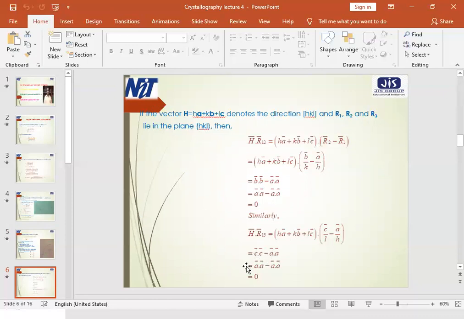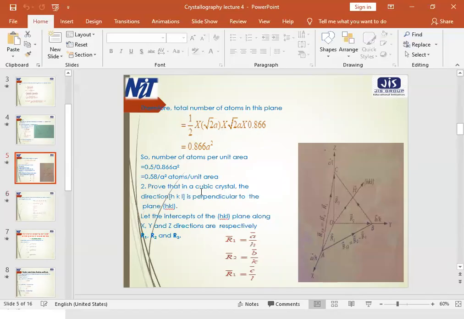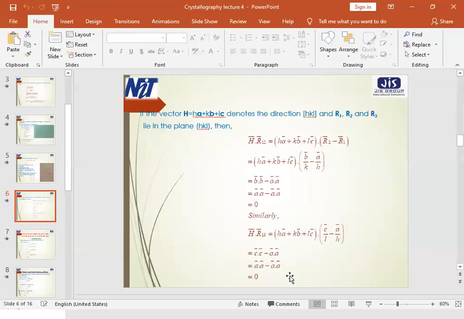As C is equal to A, C dot C is written as A dot A. So A dot A minus A dot A is equal to 0. So thus we have shown the problem. What was the problem? The problem was that we have to show that in any cubic crystal, direction HKL is perpendicular to the plane HKL. If this was not there, then how would we get the dot product as 0?